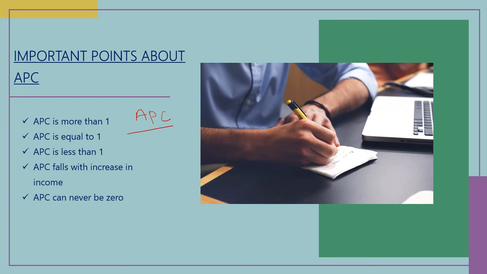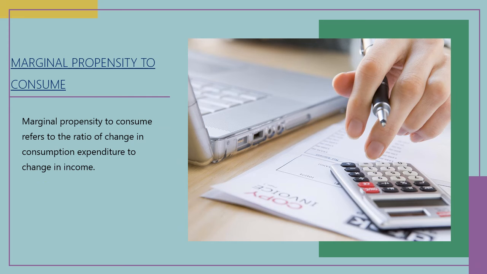APC னா என்ன? Average propensity to consume. APS னா என்ன? Average propensity to save. MPC னா என்ன? Marginal propensity to consume, marginal propensity to save. So நான் இதை explain பண்ணிட்டு வரேங்க. See. First, marginal propensity to consume. What is marginal propensity to consume? Before that, I will explain you. Average propensity to consume. Average propensity to consume is equal to consumption by income.